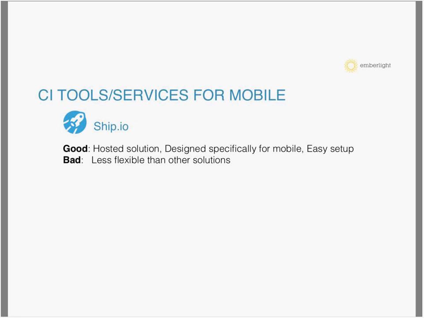Ship.io, I'm obviously a little biased, but Ship.io is a hosted solution designed specifically for mobile, and it's designed to have a really easy setup process. One of the value props for Ship.io is to basically get you up and running with mobile CI as quickly as possible. It does builds, does tests, and integrates automatically with HockeyApp and also the Crashlytics beta as well.